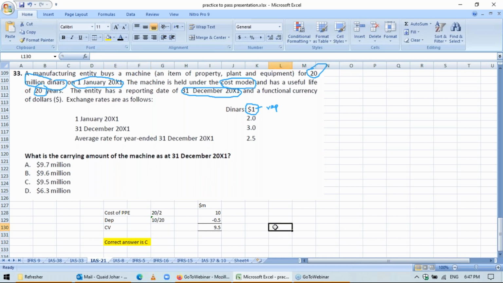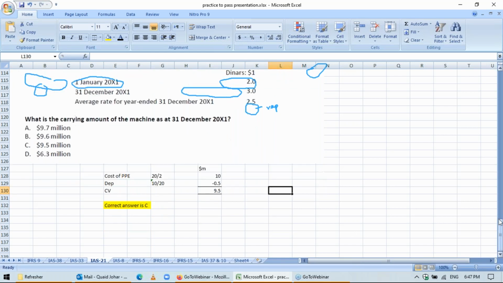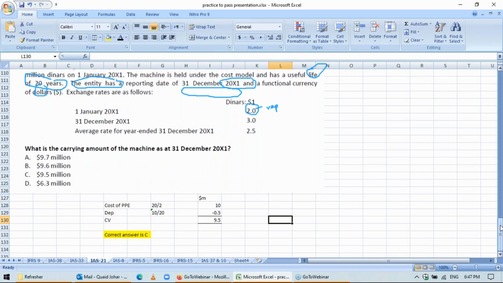Okay, students. So let's move on to the next standard now. That's the end of IS 21. We will be doing a bit of IS 21 in probably the financial statement question as well. Okay.